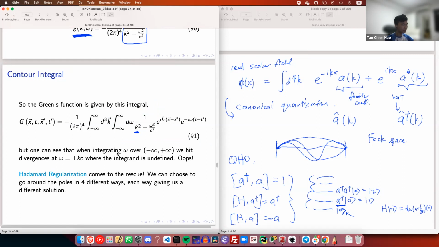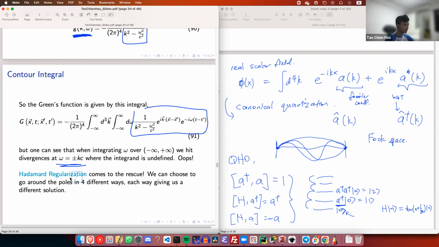I hit a problem when omega is k plus or minus kc, because then the denominator is 0. This is not even a well-defined function at omega equals plus or minus kc, because the denominator is 0. So how do I integrate over it? This is where Hadamard regularization comes in.